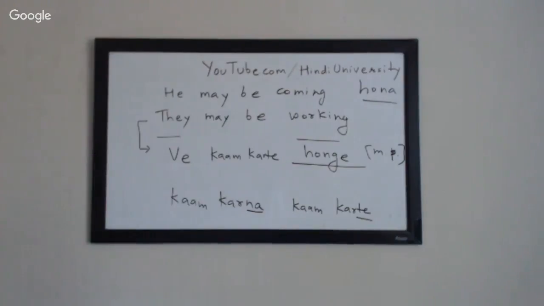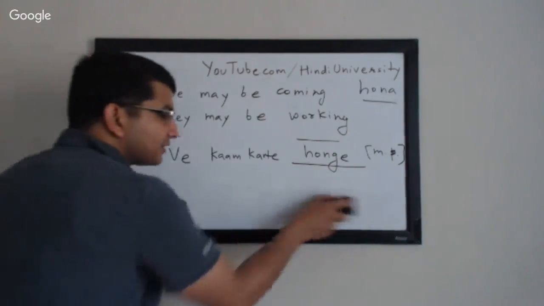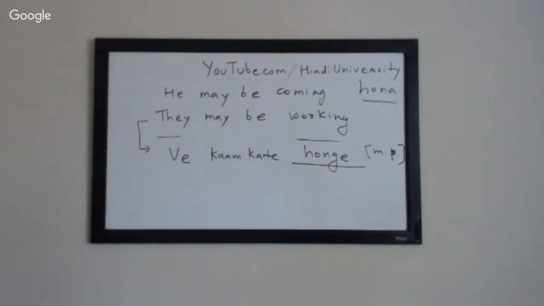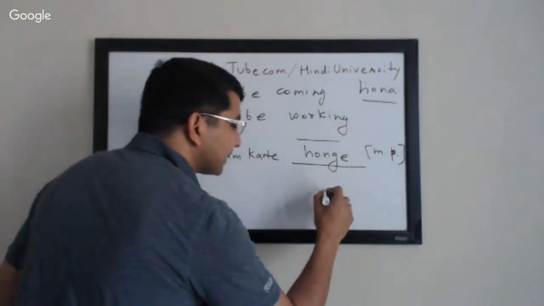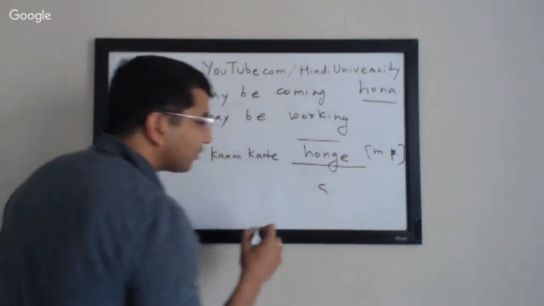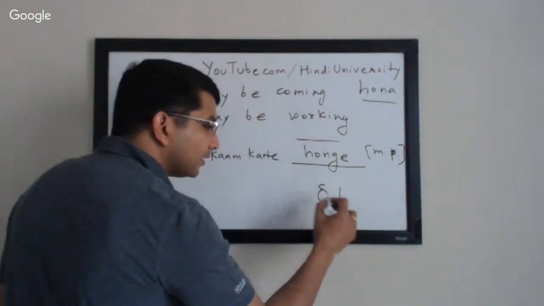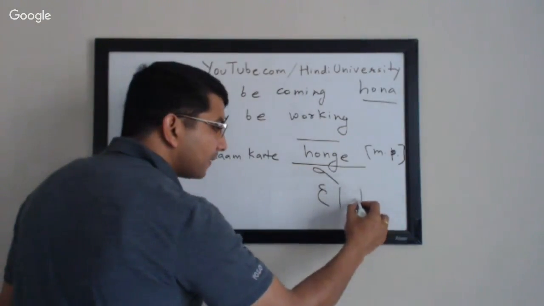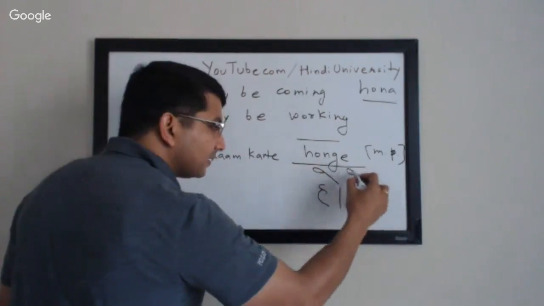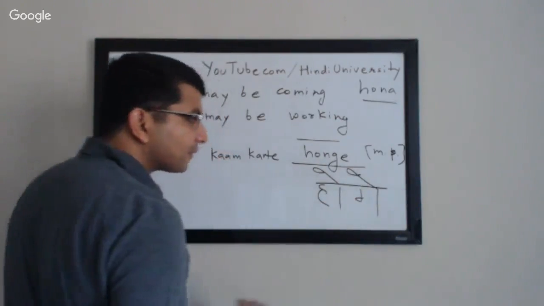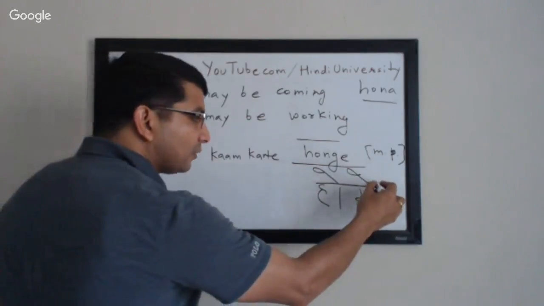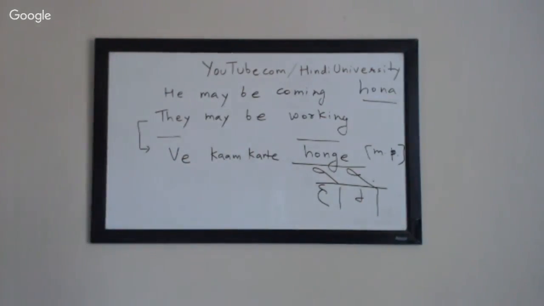I'm going to give you the table, so don't worry about memorization yet. The idea here is just to validate what you were thinking and whether it's in alignment or not. So how do you write honge in Hindi? You have a ha, an o, and a g, and because there's a nasalized sound, you put a dot, which makes it honge. Ve kaam karte honge.